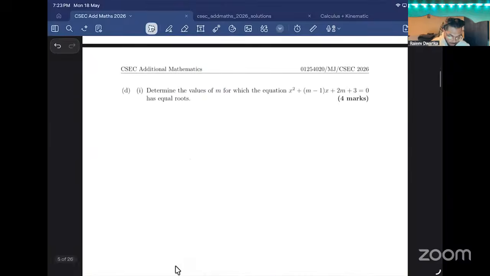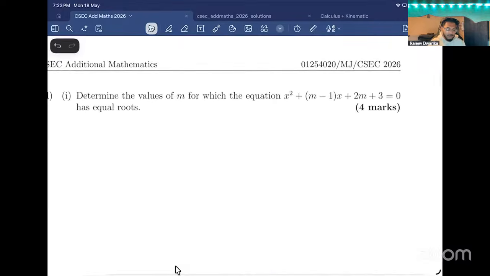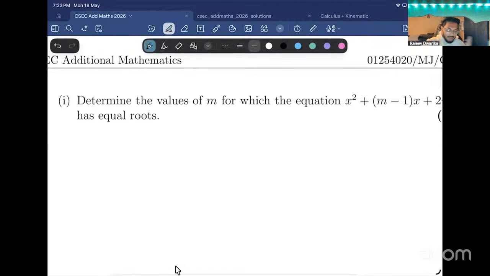37/4. Let's move on. Determine the values of m for which the equation x squared plus (m minus 1)x plus (2m plus 3) is equal to 0 has equal roots. Now, this is a little thing called the discriminant, and it comes from the quadratic formula. If you guys could recall, the quadratic formula is negative b plus or minus the square root of b squared minus 4ac, all over 2a. So here's how this works.